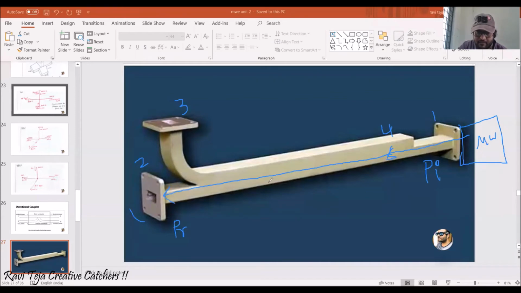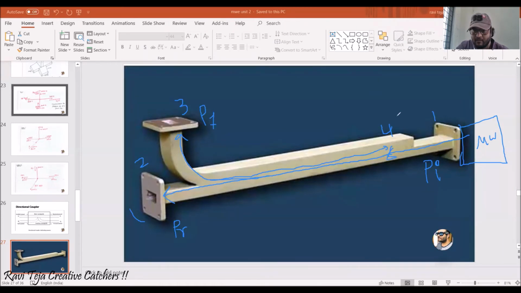Now some part of the energy, as there is a way here, travels through like this. What is port 3 now called? It is called forwarded power at port 3. Now due to some distortions, noise or something else, some part of the energy will be reflecting back.